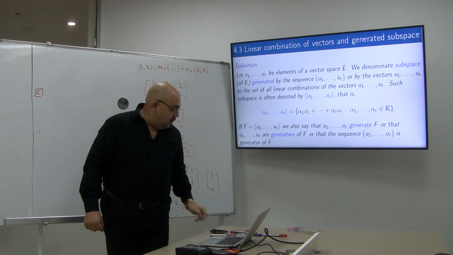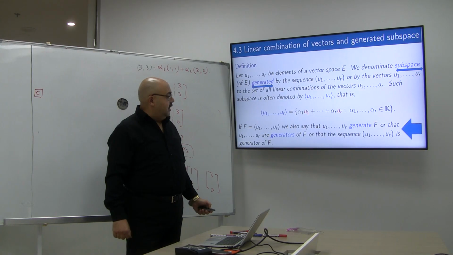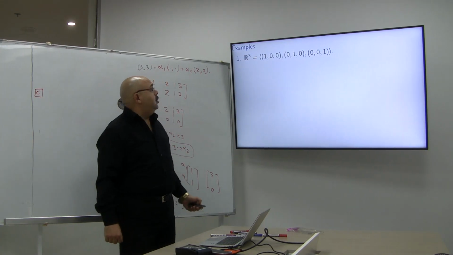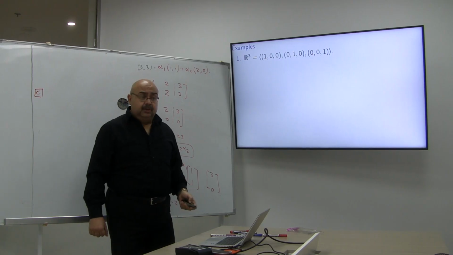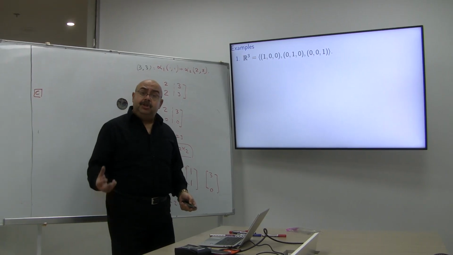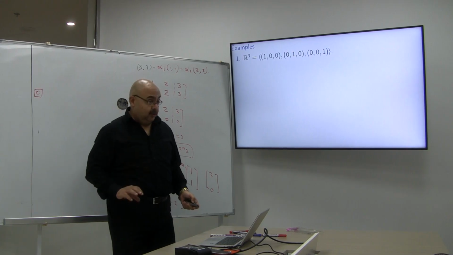Okay? As I told you, I will stop at this slide and then we'll continue next time, inshallah. He is talking here about the example that we already went through. The main generators of R3, which is the canonical, the standard basis, okay?